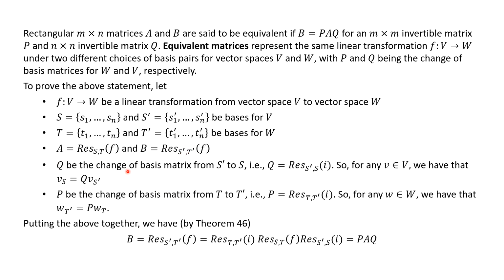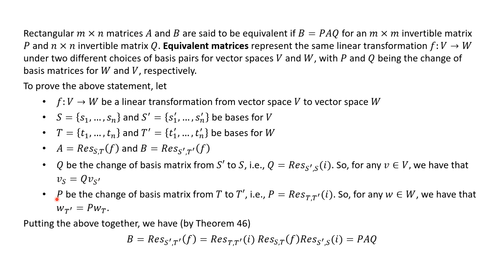We let Q be the change of basis matrix from S prime to S. So in other words, Q equals this here. Or to write this out, for any vector V in vector space V, we have V sub S equals Q times V sub S prime.